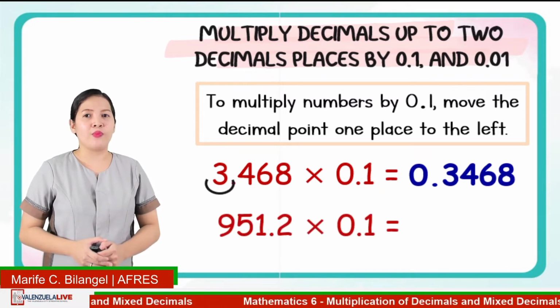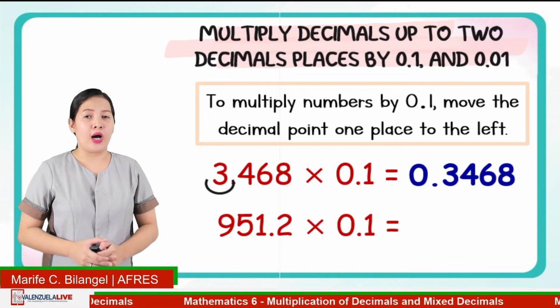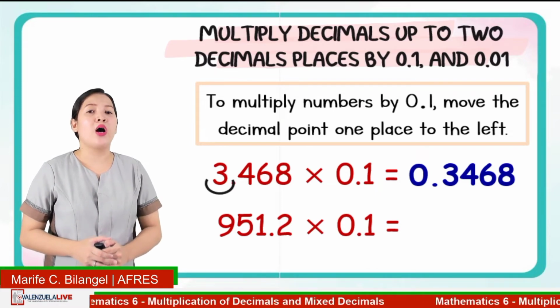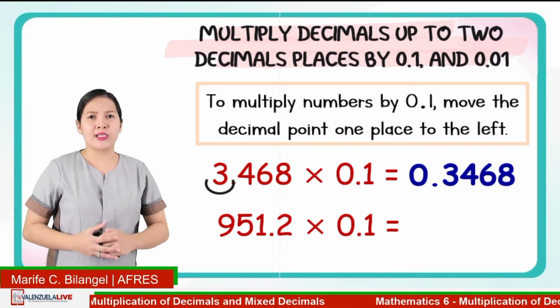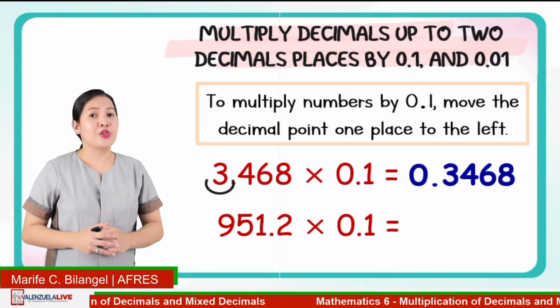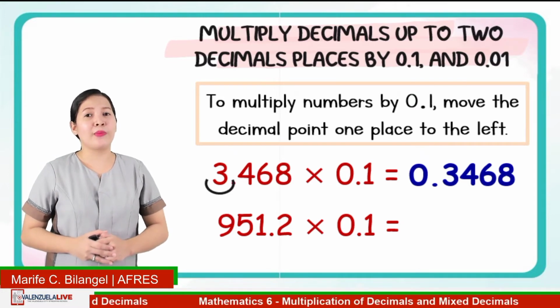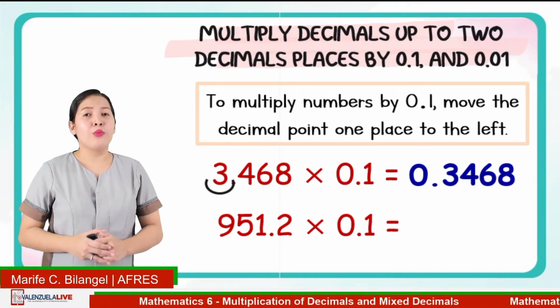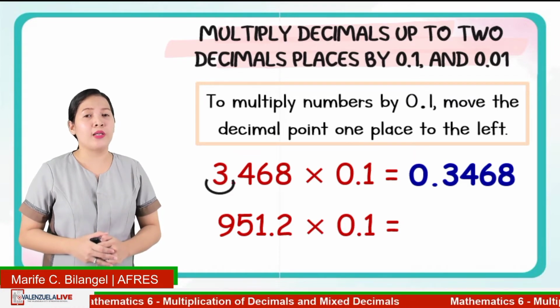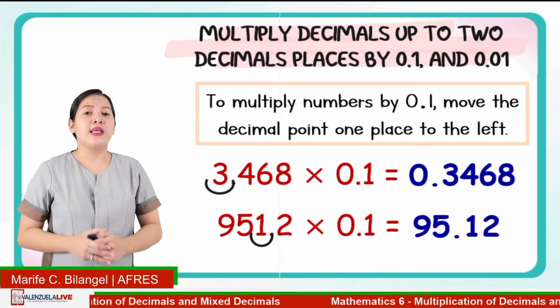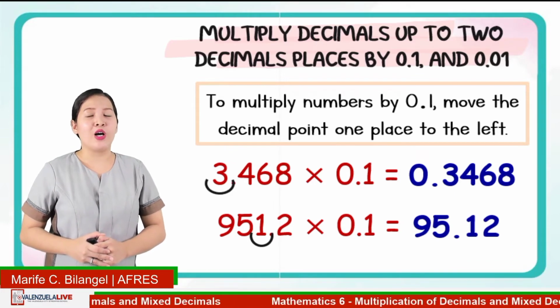Next, we have 951 and 2/10 multiplied by 1/10. What do you think is the product? Can you solve it mentally? Yes, you can solve it mentally by just moving the decimal point one place to the left. So the product is 95 and 12 hundredths.